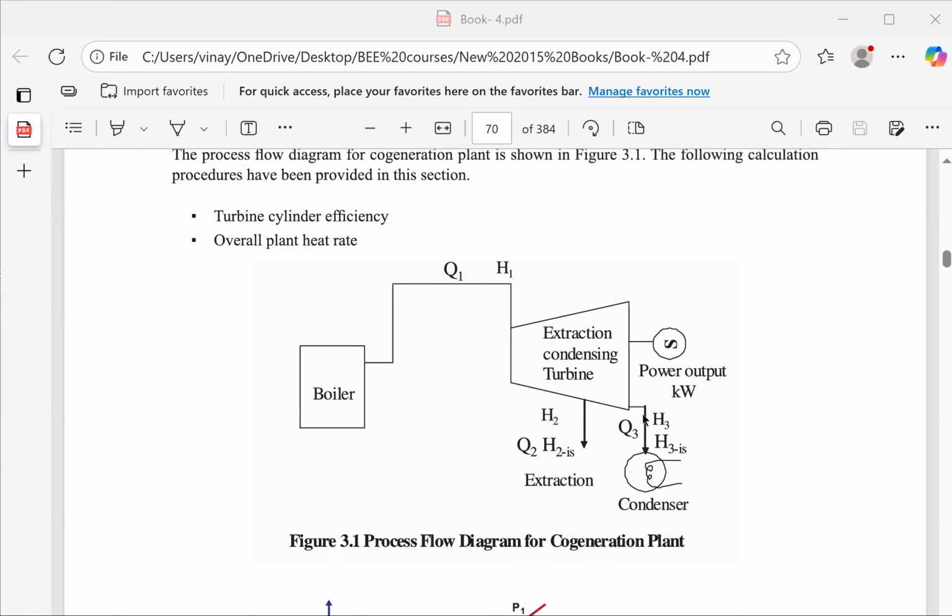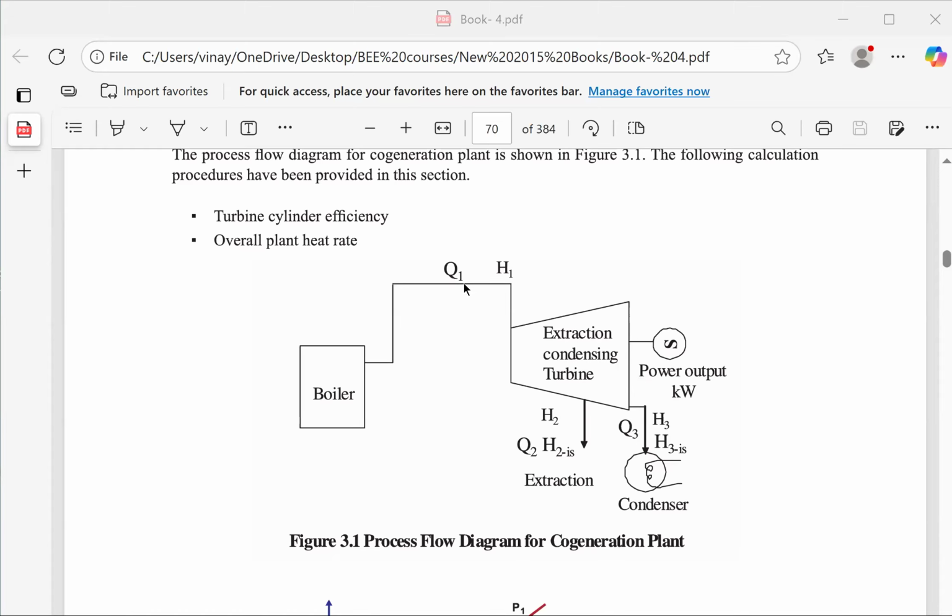to a condensate level, exhaust level. But in between, you want to use part of the steam for process. So you take an extraction. This extraction has a temperature of H2. This is H1 live steam. This is H2 extraction steam. And this is the third temperature, which is the temperature of exhaust steam.